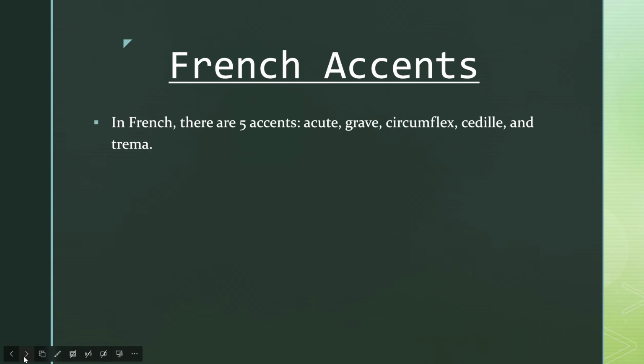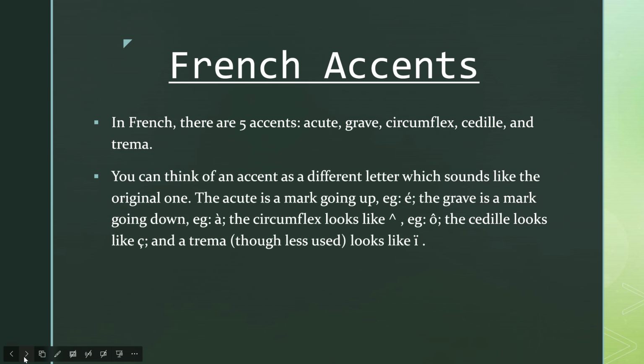So firstly, what are the French accents? In French, there are 5 main accents you need to know: acute, grave, circumflex, cédille, and the tréma. You can think of an accent as a different letter which sounds and looks similar to the original one. A letter and a letter with an accent can't replace each other, just because they look or sound the same. So don't think of them as having some huge connection.